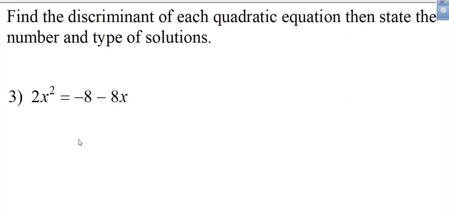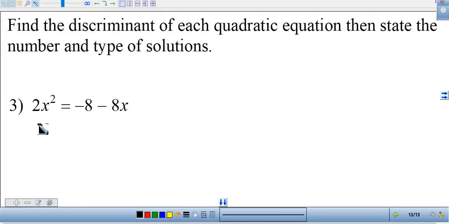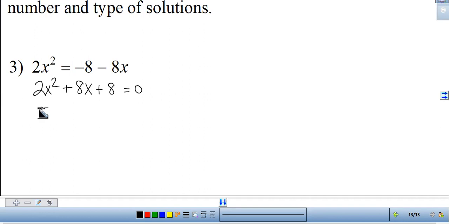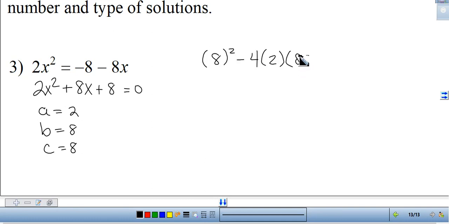Number 3, this is our third type. Again, we need to start off by rearranging our terms. So we're going to bring the negative 8x over here as positive 8x, and the negative 8 will become positive 8, and we'll set it all equal to 0. We're going to identify our a term as 2, b is 8, and c is also 8. And then I'll set up my discriminant. B squared minus 4 times A times C. You can put this in your calculator, and this time your answer is going to be 0.